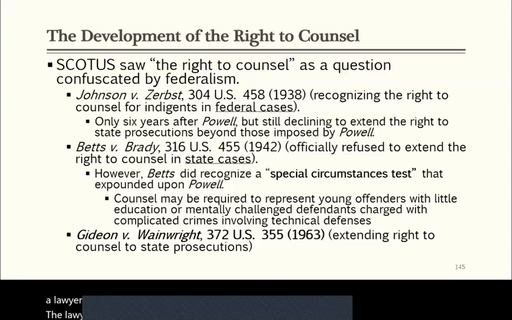Like, this is how important this guy is. And ultimately, the court says, no. And we're overruling Betts v. Brady. We're extending the right to counsel to state prosecutions. So not only in federal prosecutions do you get the right to counsel, you also get it in state prosecutions. Right? Again, this was something that changed a hallmark.